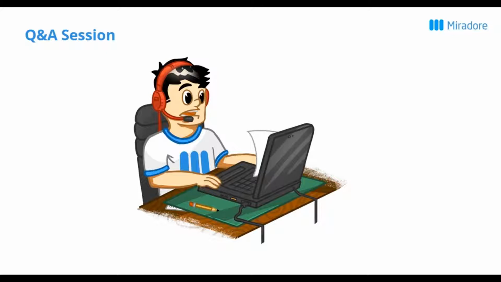There's another question here in the question box. The question is, what is the minimum client version needed on the smartphone? I'm not completely sure about that, but I guess it's version 2.6.5. But I have to take a look into the release notes. You can find the release notes on Miradore Online, and there you can find from which version it is available.